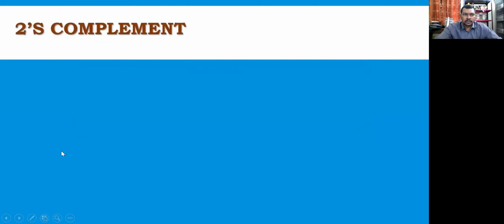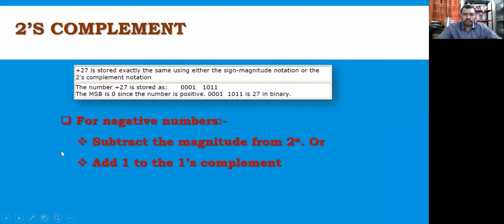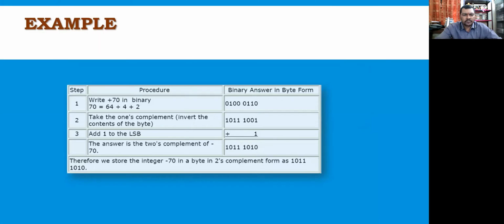And these are some two's complement methods. So subtract the magnitude from 2 raised to power n. Likewise, we have done with this. So if you add, this is that binary answer in byte. So 70 is written like this.